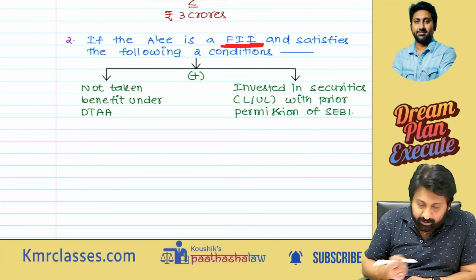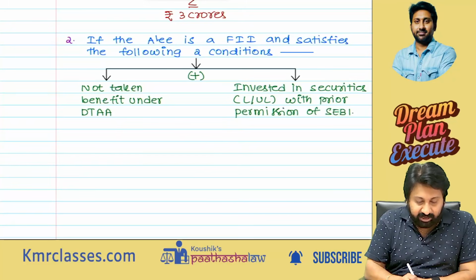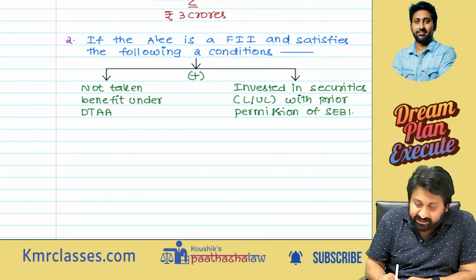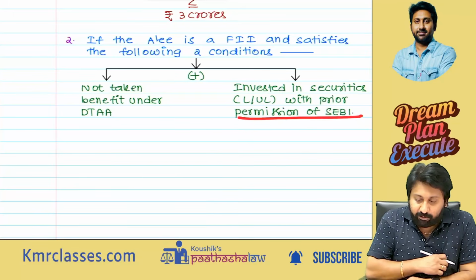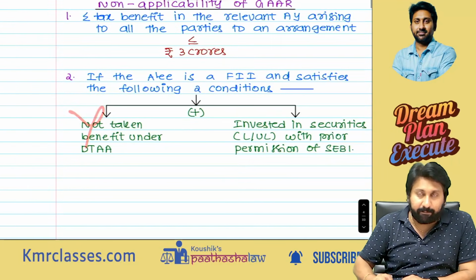If the assessee is a foreign institutional investor and satisfies the following conditions. What conditions? Not taken benefit under DTAA and invested in securities of a listed or unlisted company with the prior approval of SEBI. For them, no GAAR provisions will apply.